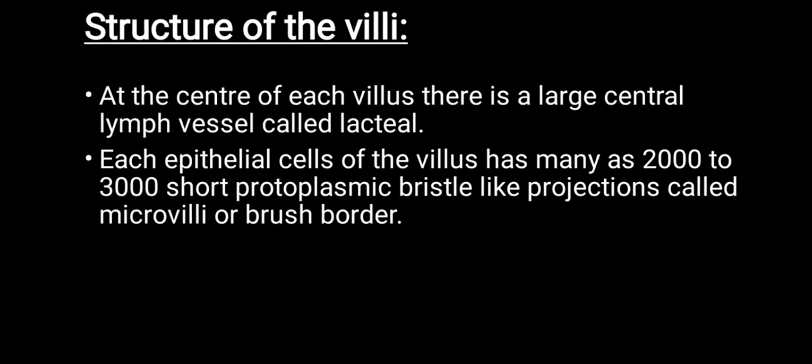At the center of each villus, there is a large central lymph vessel called the lacteal. The lymph vessel in the case of villi is called a lacteal, and as we said, its function is to absorb the lipids in our food. Each columnar epithelial cell of the villi has around 2000 to 3000 short protoplasmic bristle-like projections called microvilli or brush border. The microvilli, along with the villi, function to absorb the digested nutrients present in the small intestine.